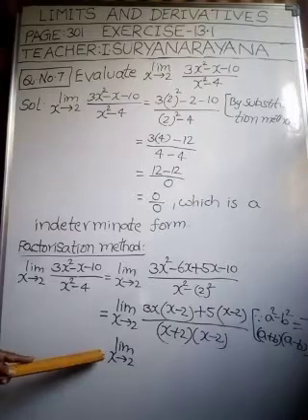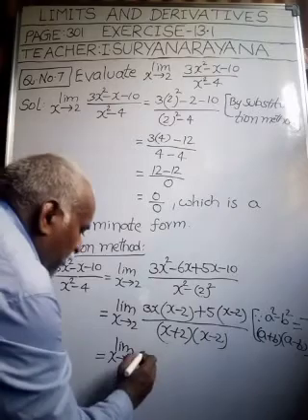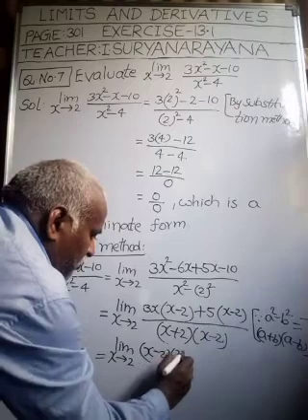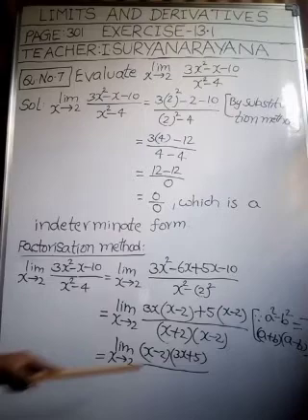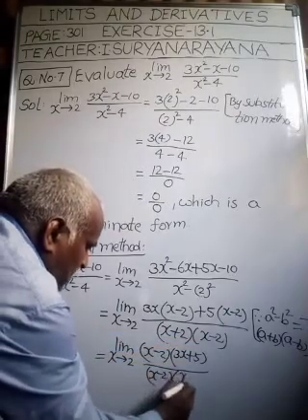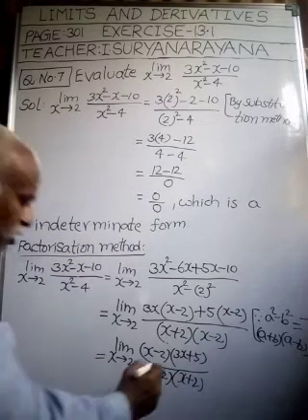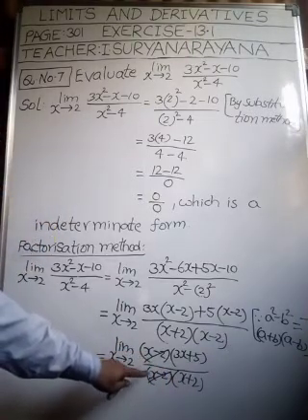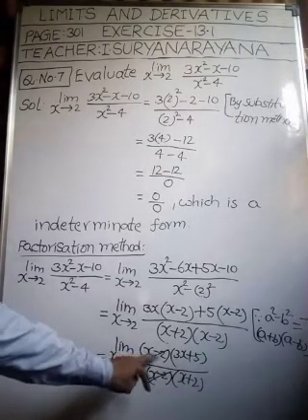as x tends to 2, limit of, again we take out x minus 2 from these two terms. What will you get? x minus 2 into, then what will you get? 3x plus 5, whole divided by x plus 2 into x minus 2, or x minus 2 into x plus 2. Understood this step, my children? Right. Now we strike out x minus 2. Understood this step, my children? We strike out the common factor x minus 2.